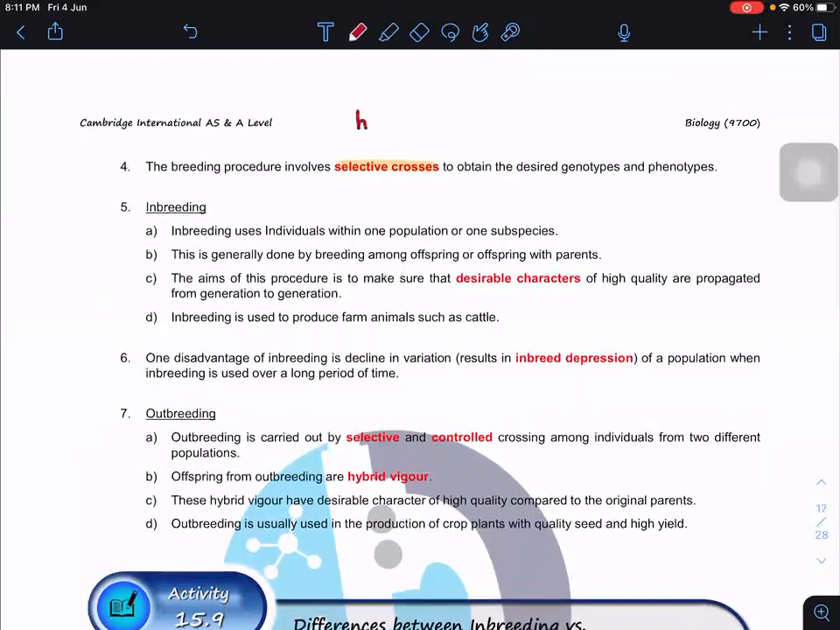Who selects? Humans. Okay, humans will do the selection. Humans are the selection pressure here. They choose particular desired phenotypes and genotypes so that those phenotypes, or genotypes, or alleles will be passed on to the next generations.